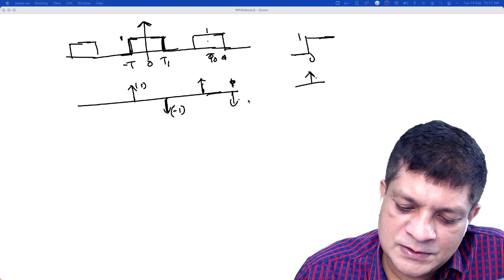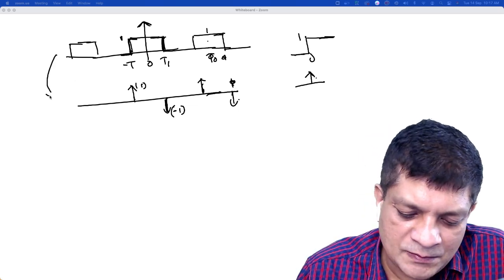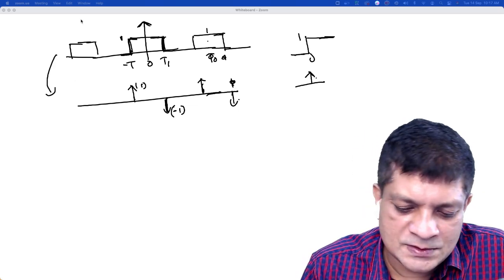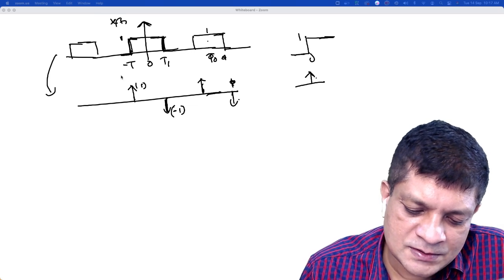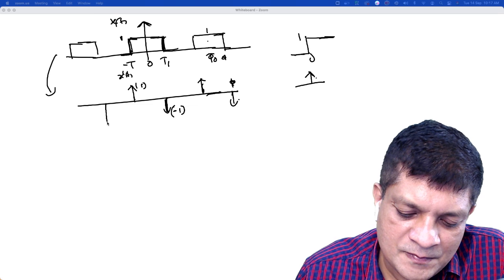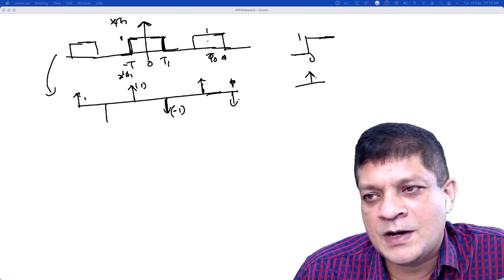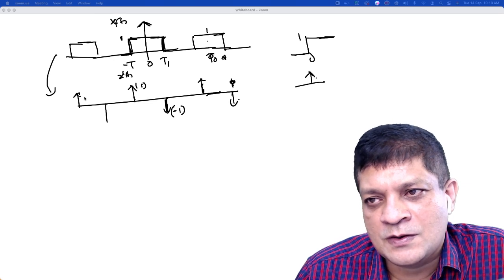And what is the average value of this signal? This is the derivative. Let's say this is x(t), and this is x dash (t). What is the average value of this signal? How to find the average value of the signal?